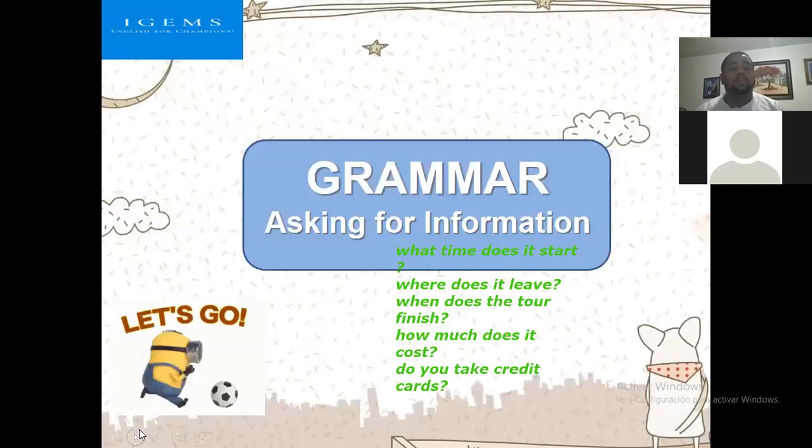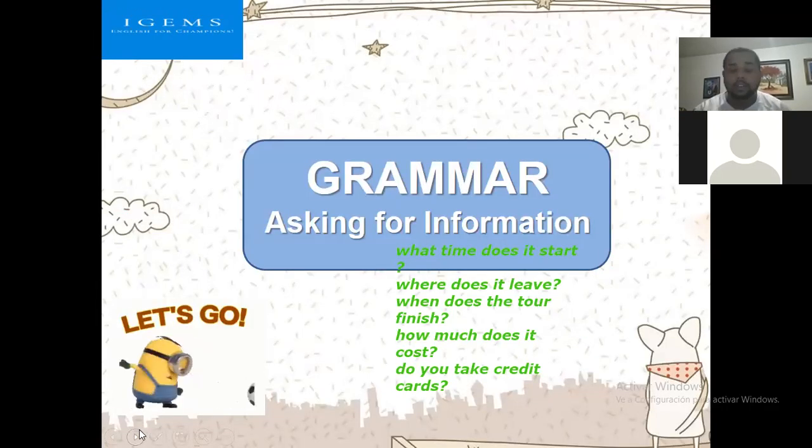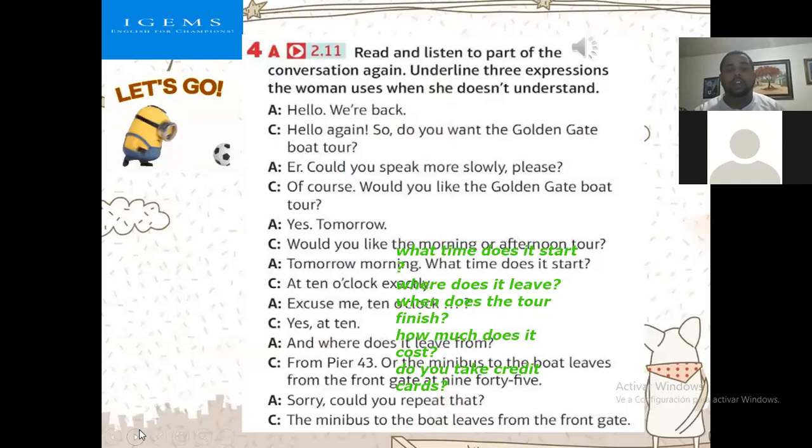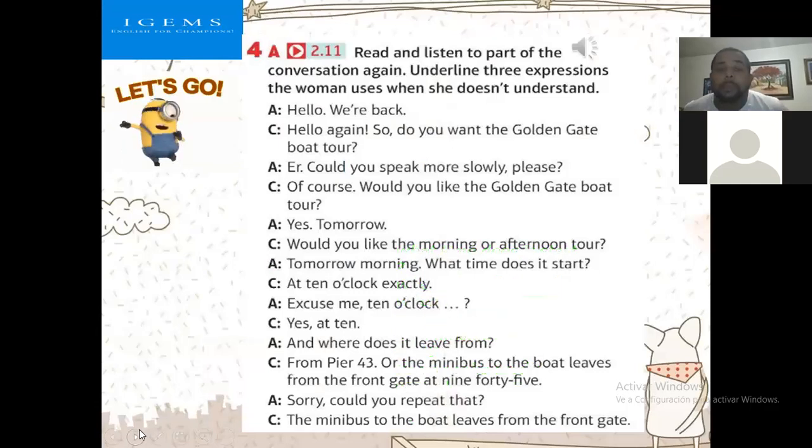Okay, so look at this grammar. Let me show you this. Here we are going to read and listen to a part of a conversation again, and we're going to underline the three expressions the woman uses when she doesn't understand. So listen carefully to the expressions she's going to say, and after that, we're going to check the underlines. Did you understand? Yes. Okay, amazing. Here we go.